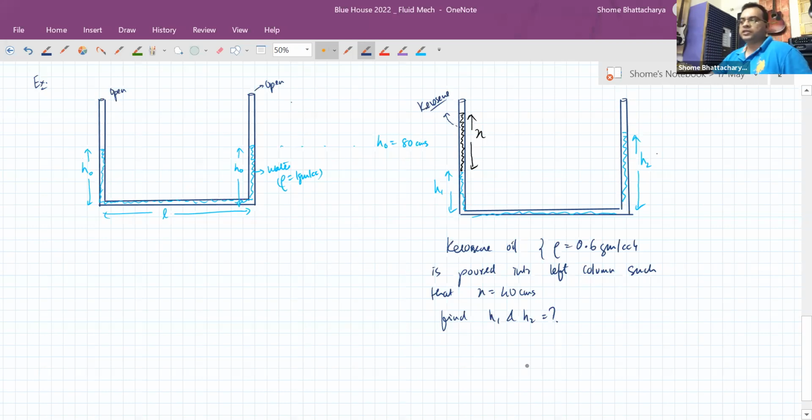Just try this out. It's a pretty easy application of Pascal's law. By pouring kerosene at one side, we are changing the hydrostatic pressure of water in that column. So that change in pressure translates uniformly, or transmits uniformly, to all other points within the water column. So that is the concept that we'll be applying over here.